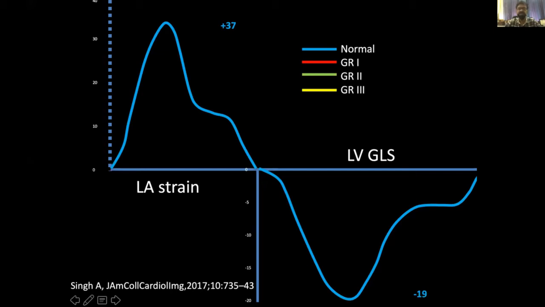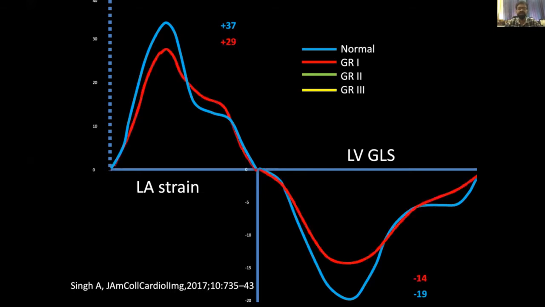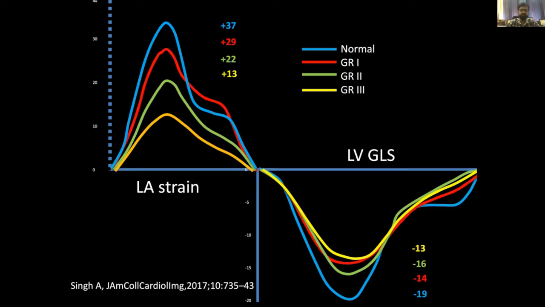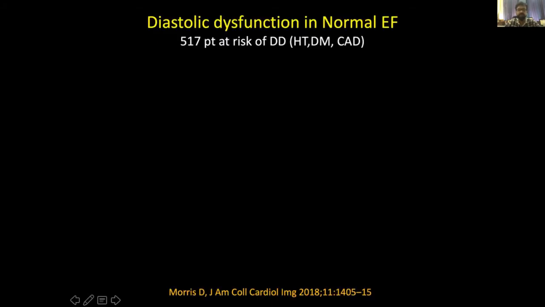And as the grading of LV diastolic function increases, so this is grade 1, the strains go down, and the left atrial strain also goes down. In grade 2, it becomes lesser, and it becomes even lesser in the various phases. So there is a left atrial and left ventricle coupling, and this has to be understood in a very important manner.